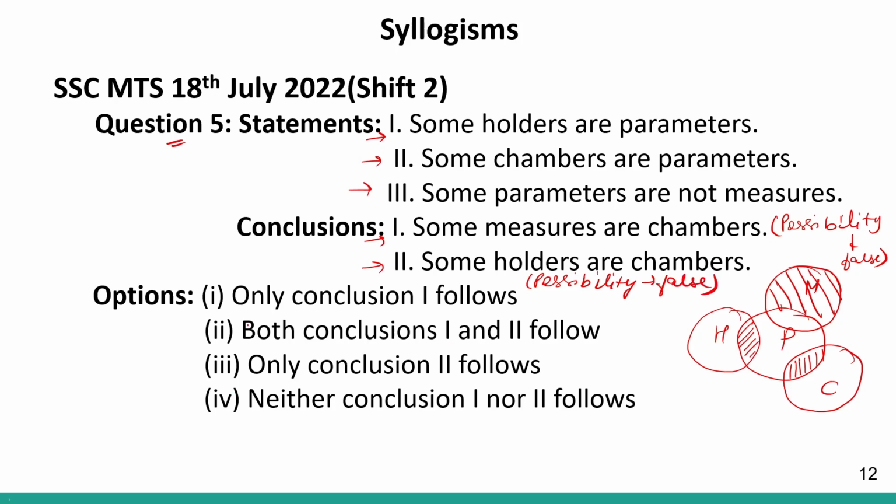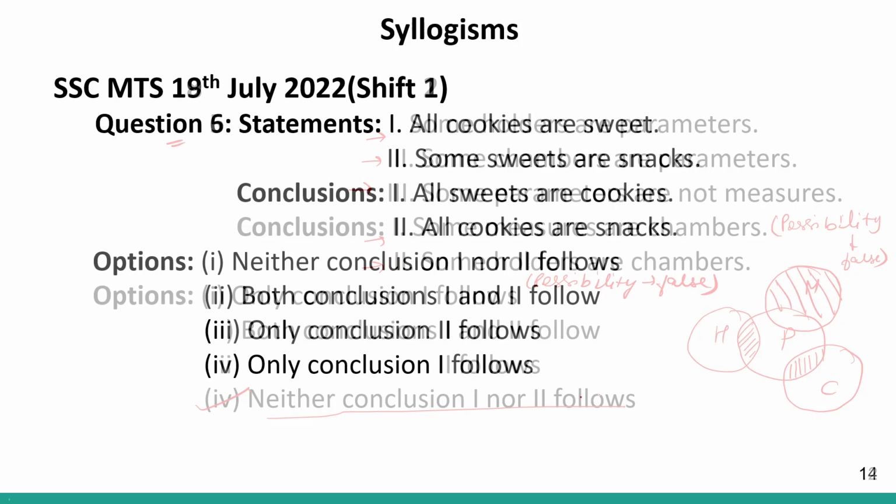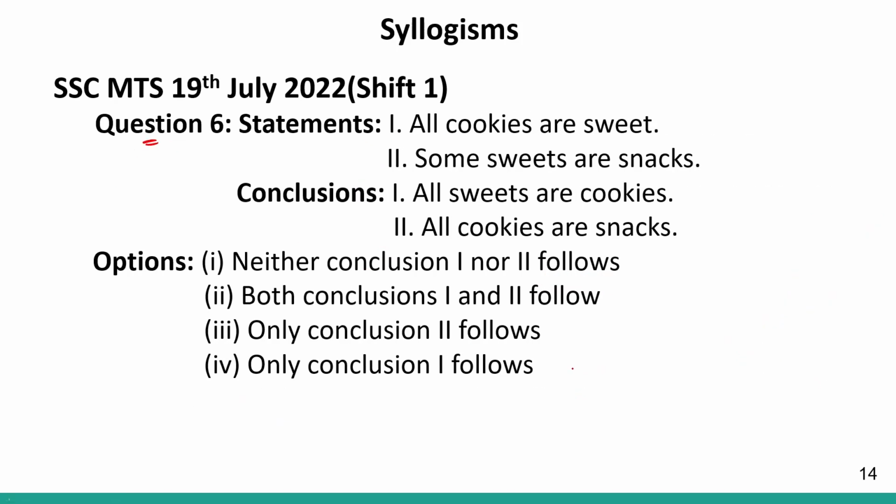I can see it is written in option number 4 that neither conclusion 1 nor 2 follows. This will be my answer. Neither conclusion 1 nor 2 will follow. Clear? Question number 6. Set of 2 statements and 2 conclusions.